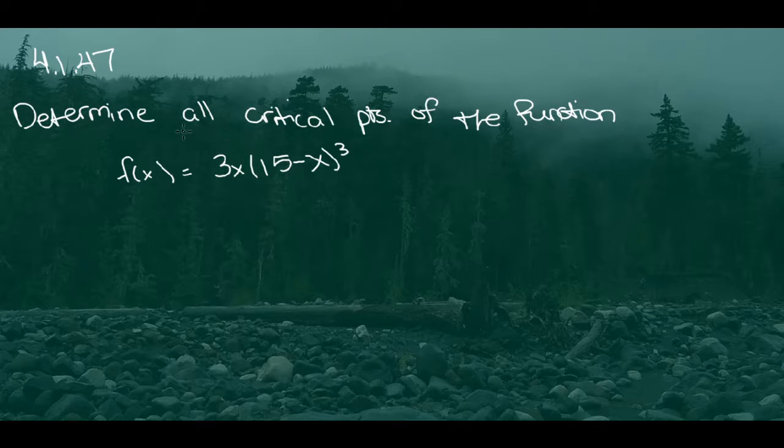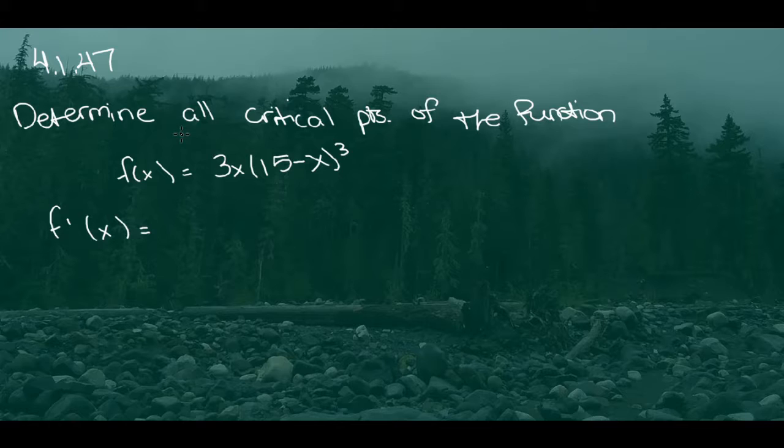Okay, so to find critical points, what I do is I take a derivative, I set that derivative equal to 0, and then I solve for the x values where it's equal to 0 or is undefined. So first I find a derivative. Here I'm going to have to use the product rule, right? Because these are not simple constants being multiplied together.